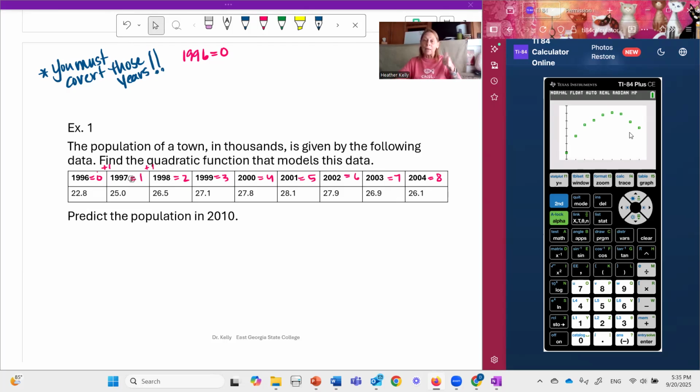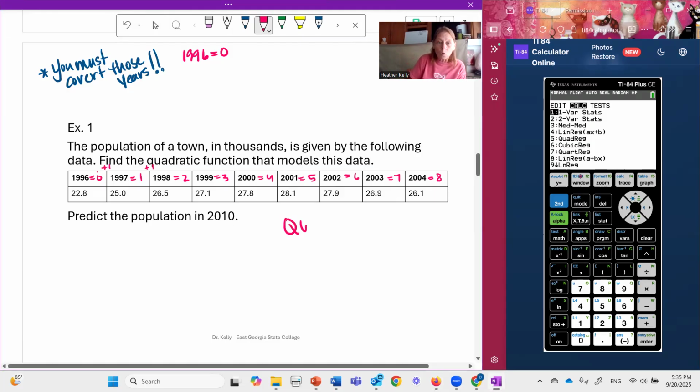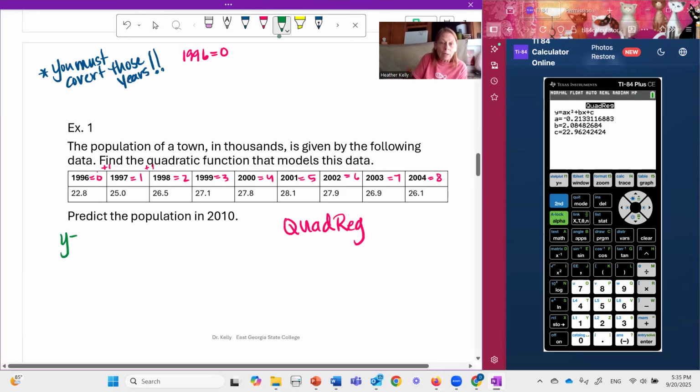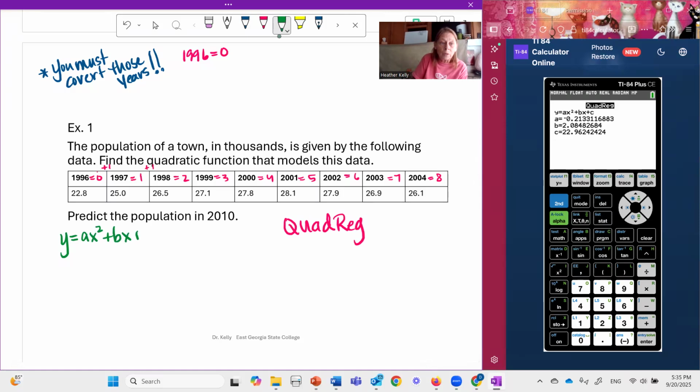So once you identify that, you're like, cool. We're going to go back here to stat, and we're going to calculate. And this time, because it's quadratic, we're going to use quad reg. We're going to go down here to option 5, quad reg. We're just going to enter all the way through here. Now I want you to notice here that the quadratic equation, and you might remember this from high school, but you might not. The quadratic equation is y is equal to ax squared plus bx plus c.